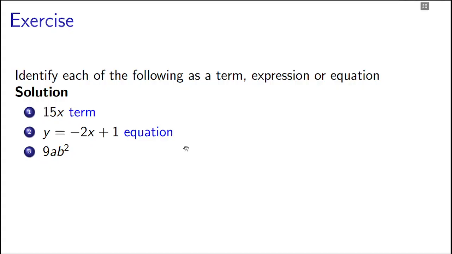You have 9ab squared. So 9 times a times b squared. It's a product of numbers and variables. So it's a term. You have x minus 1. We see two terms here, and they're combined together by subtraction. So this is an expression. And then you have mc squared, which is just a term. Now, it's important to understand what we discussed here, because algebra revolves around these objects, right?